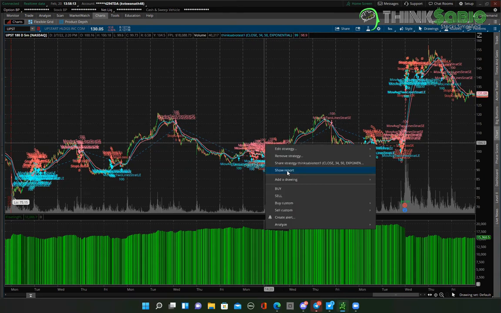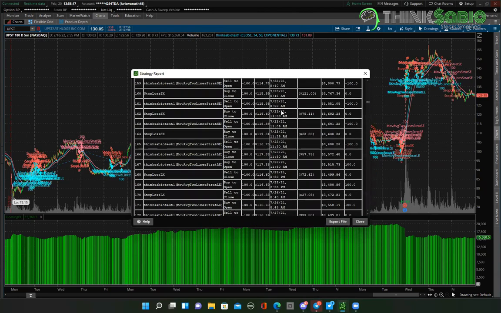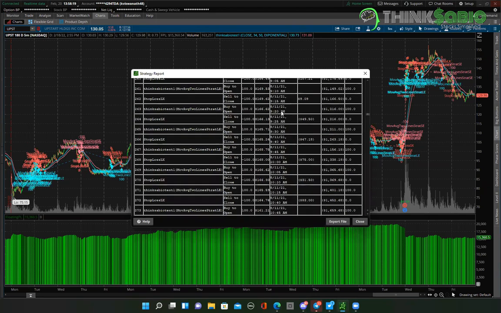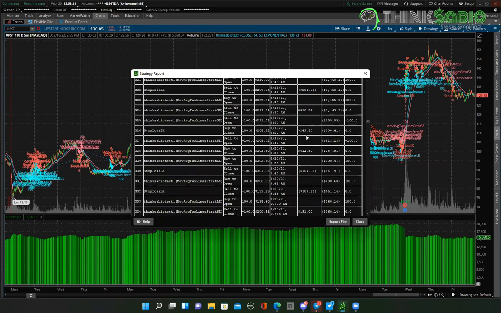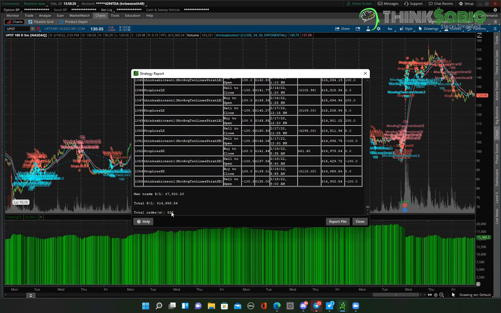That's pretty much it. You can just right-click, show report. It will show you all the entries and exits and time, the exact minute and the profit and loss here. And then it will also show you how many entries. It's like 527 in 180 days. That's a lot of entries and exits, right?